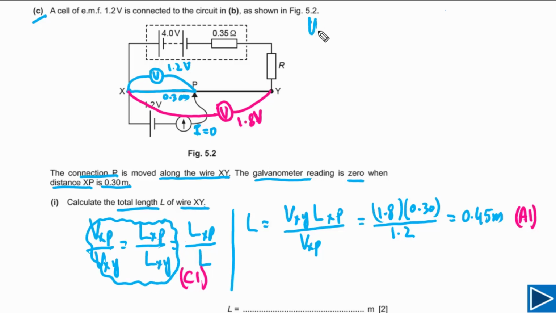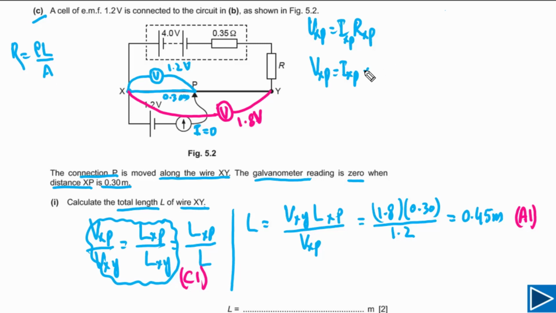Simply we can say that Vxp is equal to I times R. Here we are talking about the Xp part of the wire. We can say the current in that part and the resistance of that part. We can also write Vxp is equal to Ixp times the resistance. We understand the resistance of any wire is equal to rho L by A.